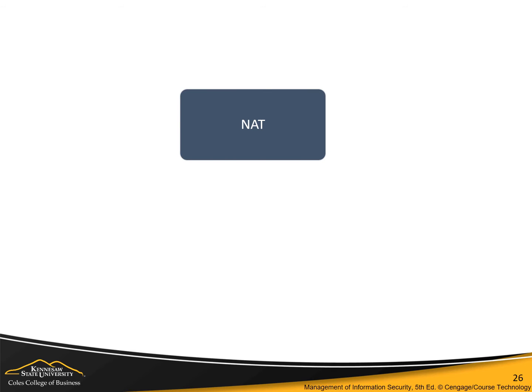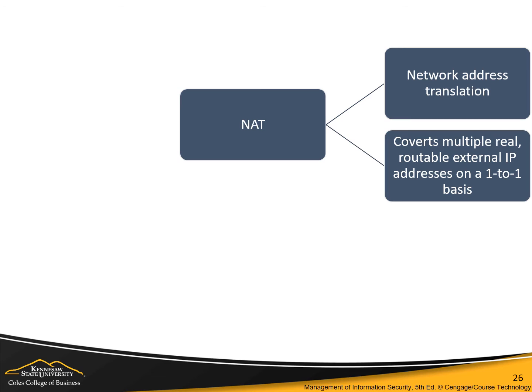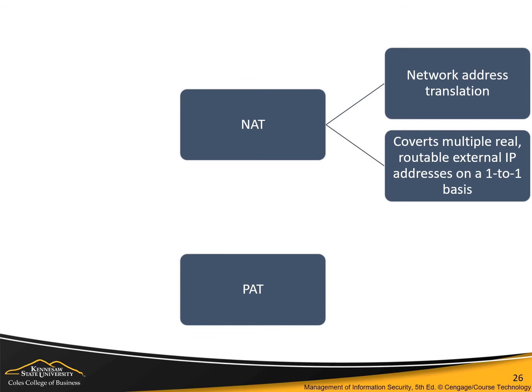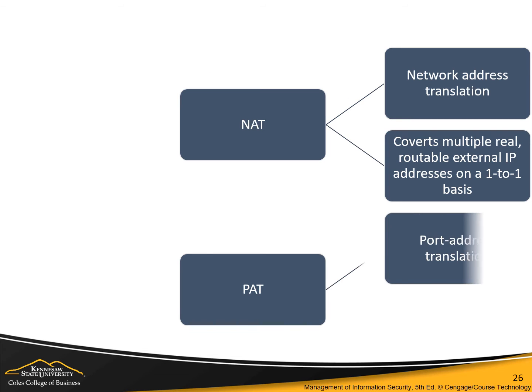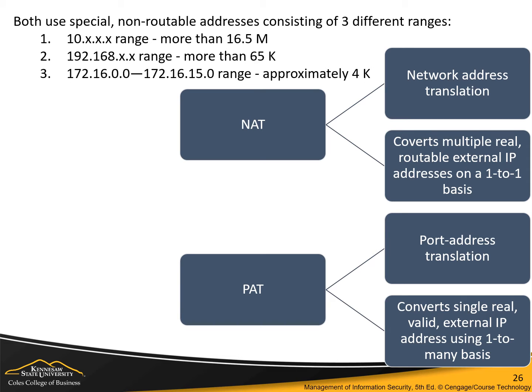Let's look at how IP addresses are used with firewalls. Network address translation, NAT, is a method of converting multiple real routable external IP addresses to specific ranges of internal IP addresses, usually on a one-to-one basis. Port address translation, PAT, not like in football, converts a single real valid external IP address to special ranges of internal IP addresses. That is a one-to-many approach by adding a unique port number. Both use special non-routable addresses consisting of three different ranges.